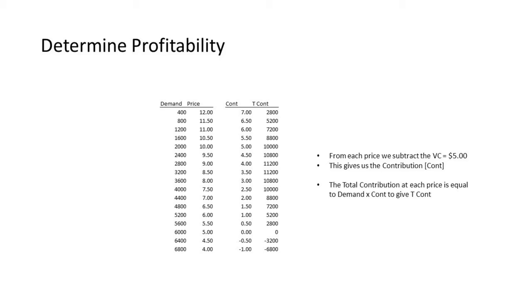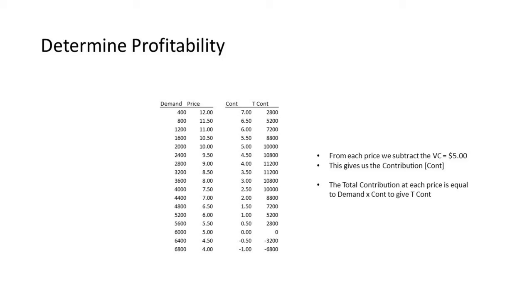And so for the first price of $12 for the tool, we subtract $5 and we get a contribution of $7, which is equivalent to the gross profit for the business example. And so we can repeat that for all the prices all the way down to $4, where when we subtract the $5 variable cost, we get a contribution of negative $1. Now the other thing we can do is to take that contribution number and multiply it by the demand number in the first column to the left.